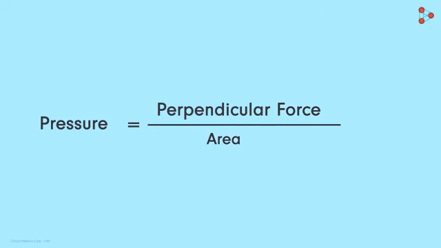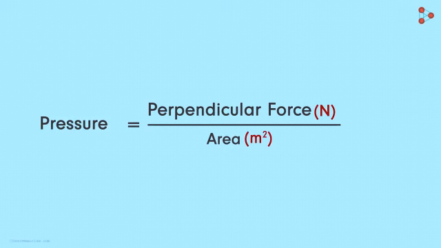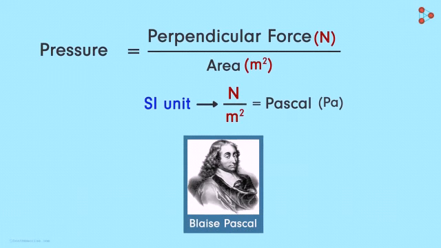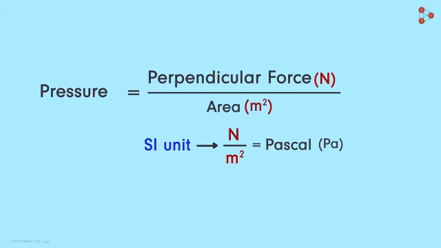We already know that the SI unit of force is Newton, denoted by N, and that of the area is meter squared. So the SI unit of pressure is Newton per meter squared. It is also called Pascal, which is denoted by Pa. Why is it called Pascal? It is given this name to honor the achievements of a French scientist named Blaise Pascal for his contributions in hydrostatics and hydrodynamics.